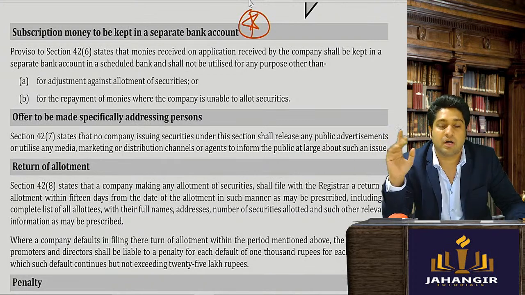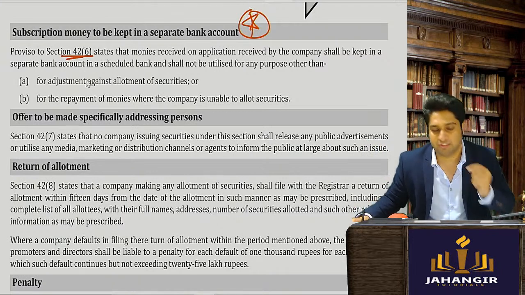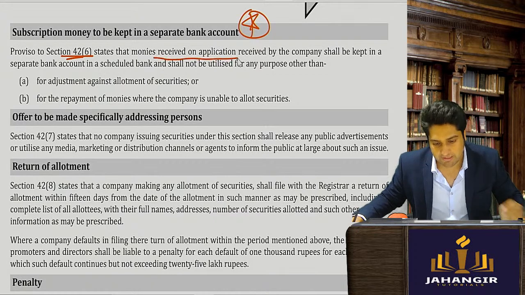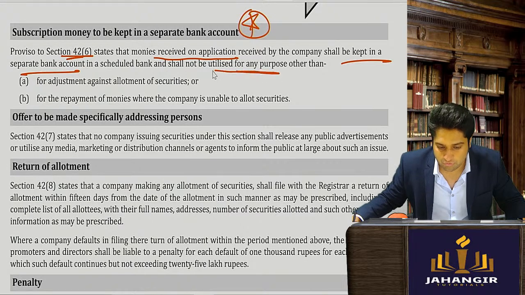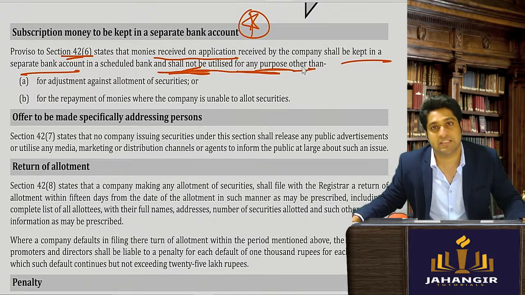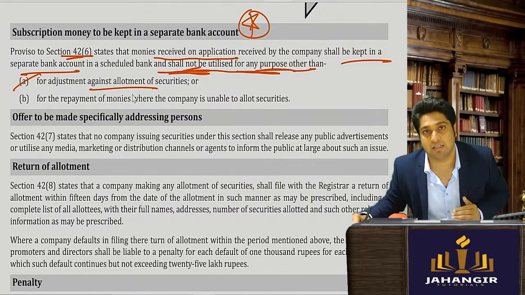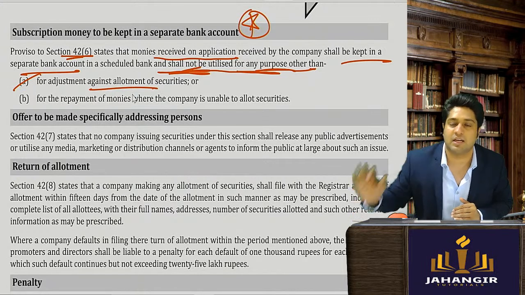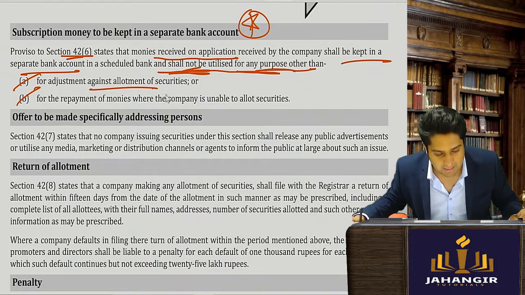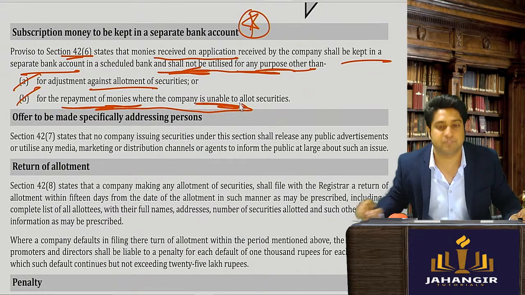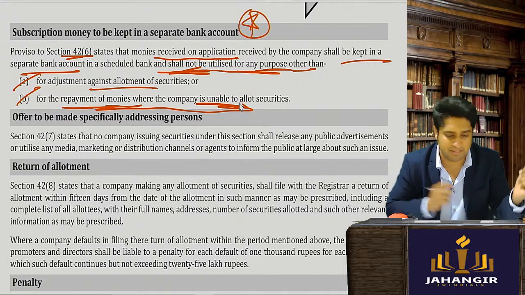Answer is no. That was a practical life scenario, and under section 42 subsection 6, money received on application shall be kept in a separate bank account and shall not be utilized for any purpose other than adjustments against allotment. For example, you made an application money. If I'm allotting you, then I can adjust it against allotment and say balance amount, this much you have to pay. Or I'm saying sorry, you did not get it, I have to refund the money for being unable to allot. For no other purpose can application money be used.